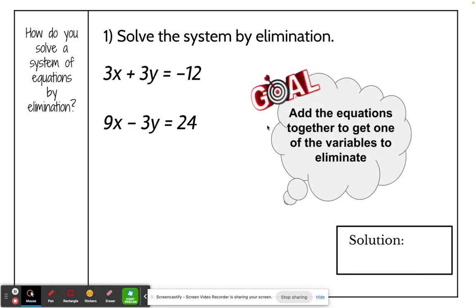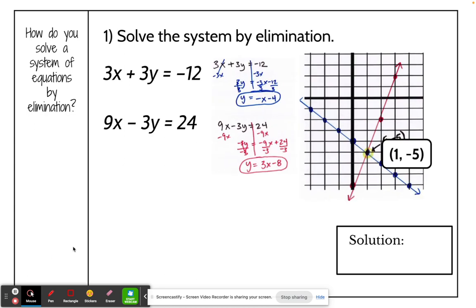So your goal is to be able to add them so that one of your variables is eliminated so that it cancels out. And if I graph these, you'll see that they intersect right here at 1, negative 5.